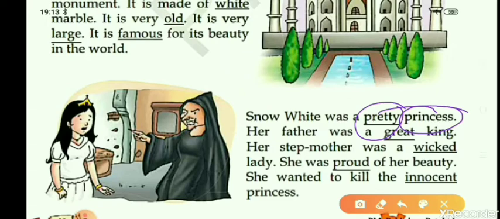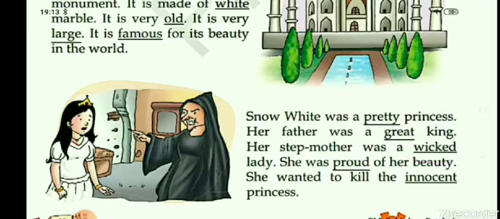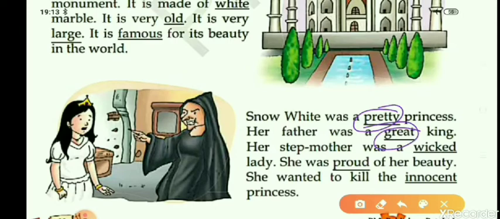Her father was a great king. Now here the word great is the describing word which is describing the noun king. Her stepmother was a wicked lady. Now here, wicked lady. Wicked is the describing word, describing the word lady. Children, pretty is a describing word, great is a describing word, and wicked is a describing word.